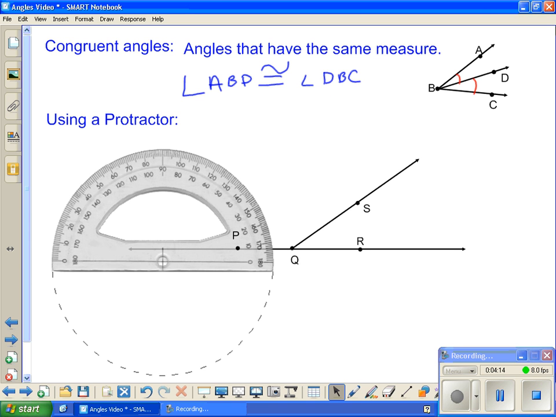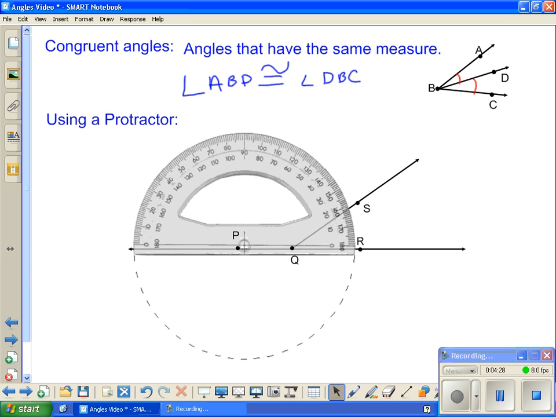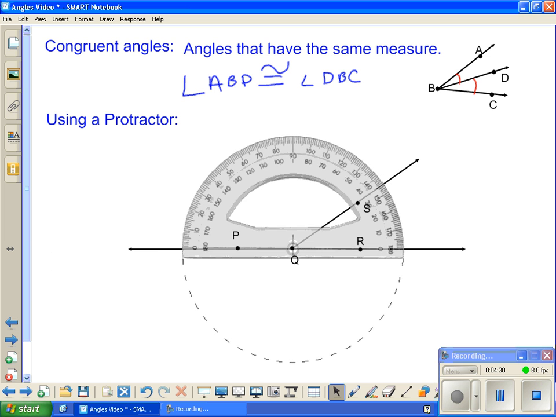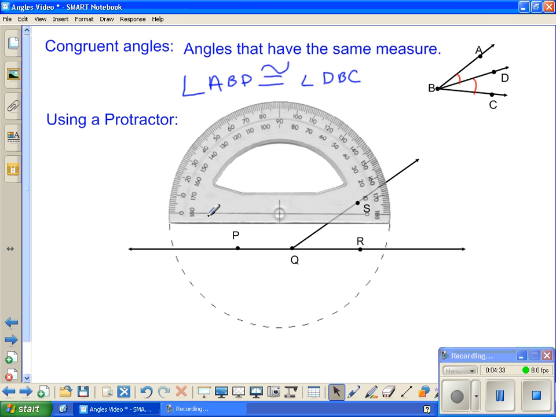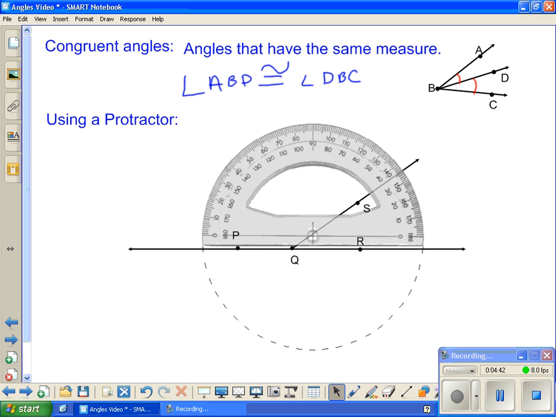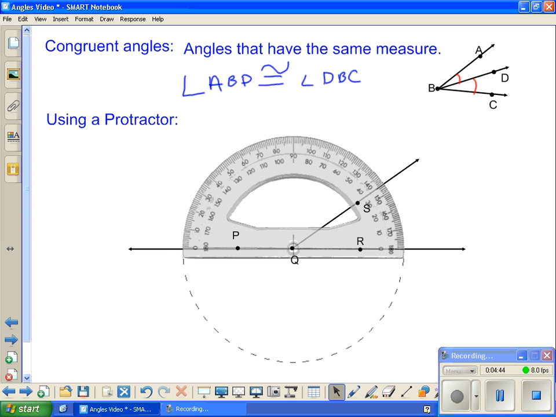The last thing that we're going to talk about is using a protractor. The way that you want to use a protractor is it always has a center point right here. This center point is going to sit on the vertex of your angle. So I will put that there. So notice how your protractor has a line going along the bottom here. You're going to line that up with the angle line. So I'm going to put that right there like that.